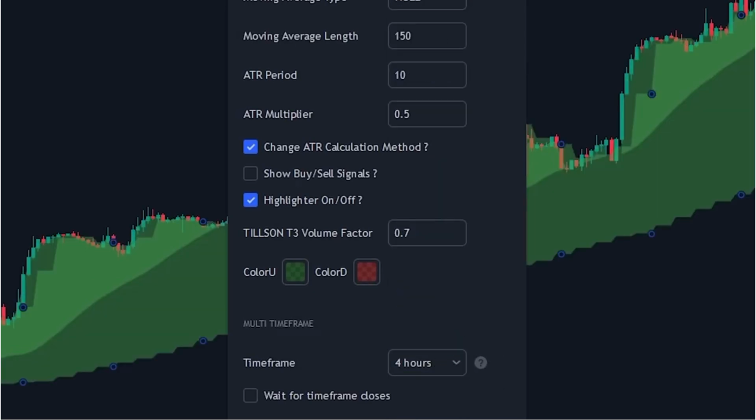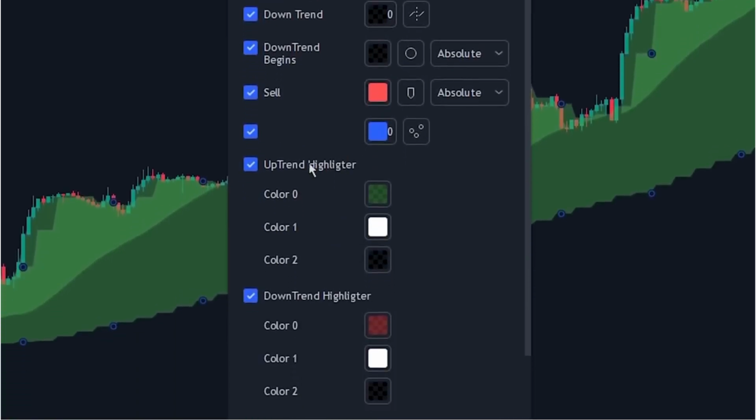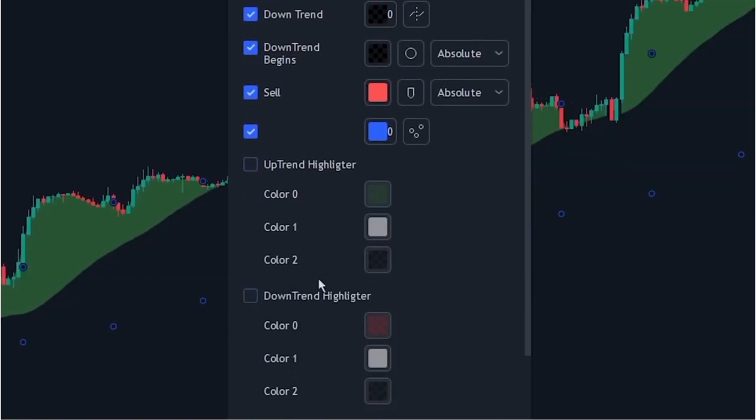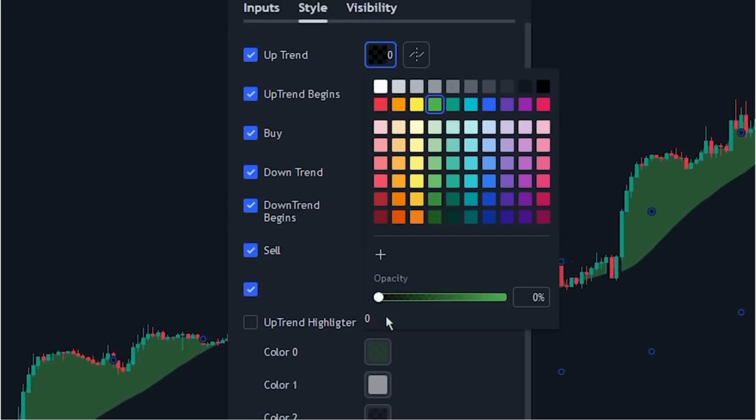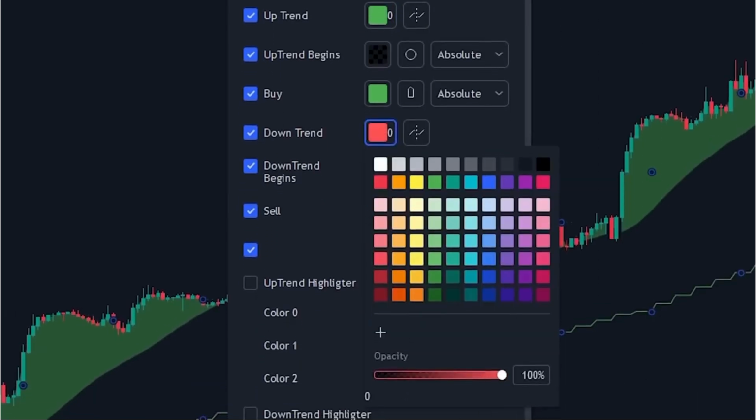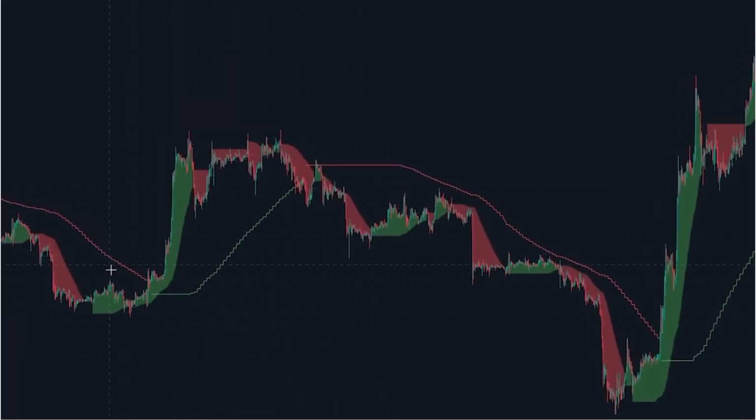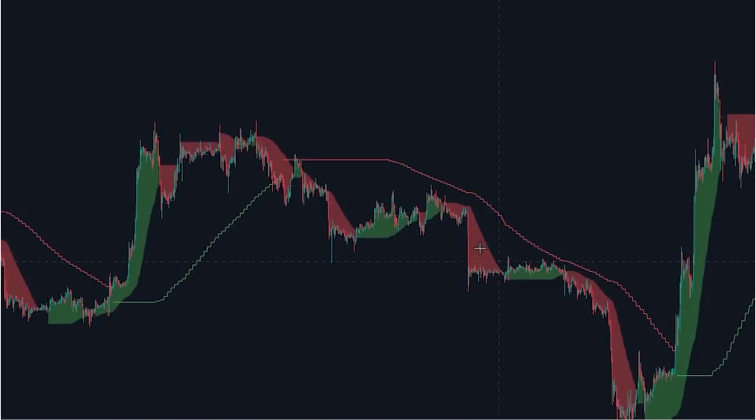Now let's navigate to the style settings of the indicator. We will be removing the up and downtrend highlighter clouds. After that, we will be adding the outline of the Supertrended Moving Average by increasing the opacity. As you can see, by combining these two different time frame indicators, it becomes possible for us to see both the longer and shorter term trends.